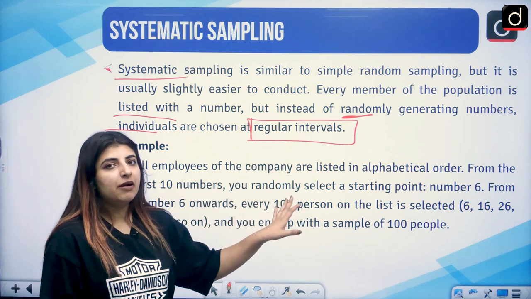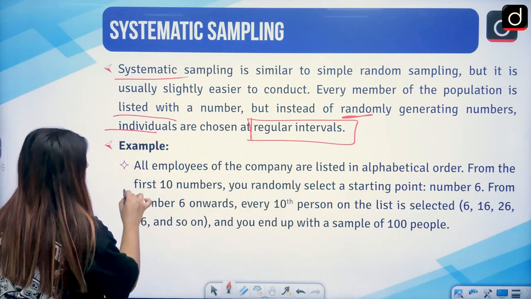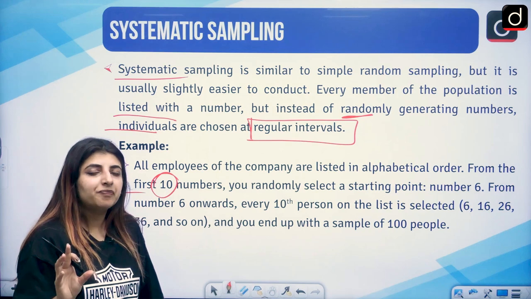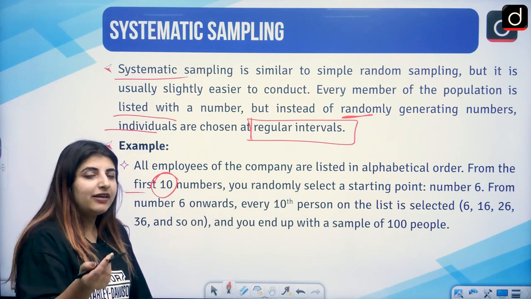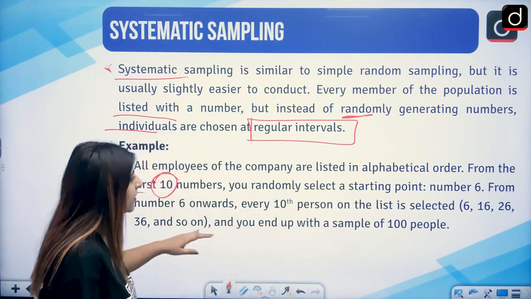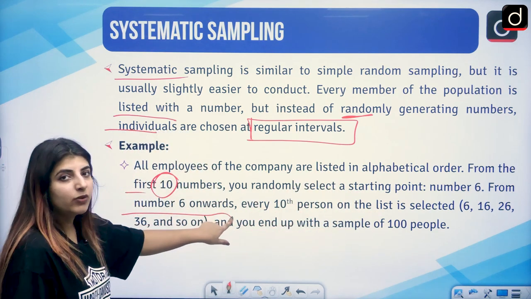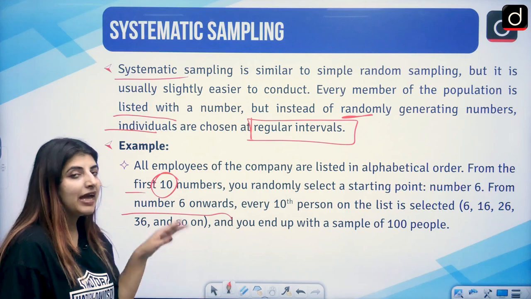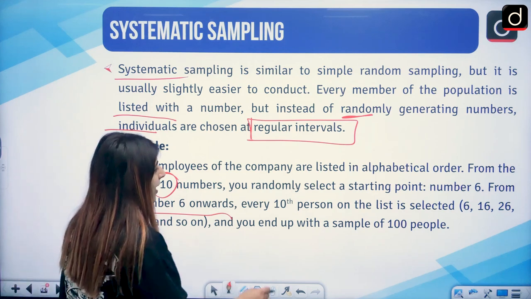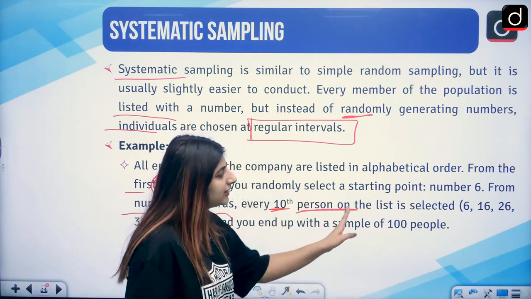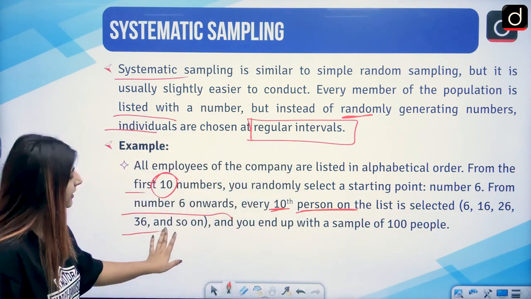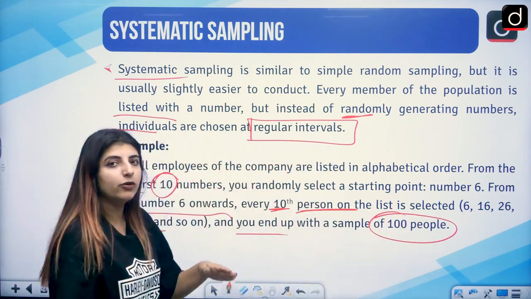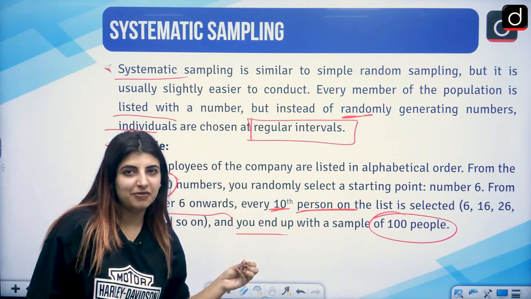Correct? All employees of the company are listed in alphabetical order. From the first 10 numbers, you randomly select a starting point. You do not know who is there, whosoever's name is there. So you randomly select a number, 6. From number 6 onwards, every 10th person on the list in alphabetical order, that will be your sample. So 6, 16, 26, 36, 46, 56, 66, etc., till you reach your sample size. Correct?